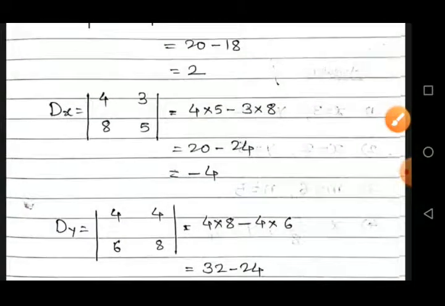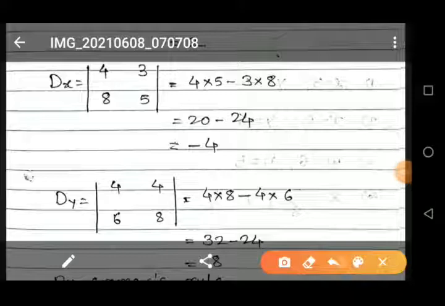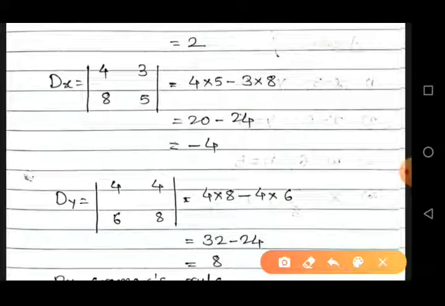Now the second determinant Dx. In this, column 1 is replaced by C1, C2, 4, 8, and column 2 means B1, B2, 3, 5. It is equal to, first of all, do the product of the numbers on the principal diagonal, 4 into 5, minus the numbers on the secondary diagonal, 3 into 8. 20 minus 24 and the value is minus 4.